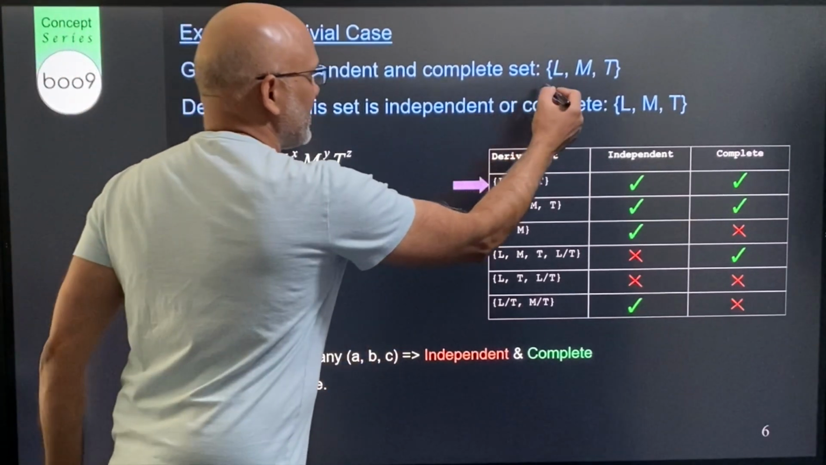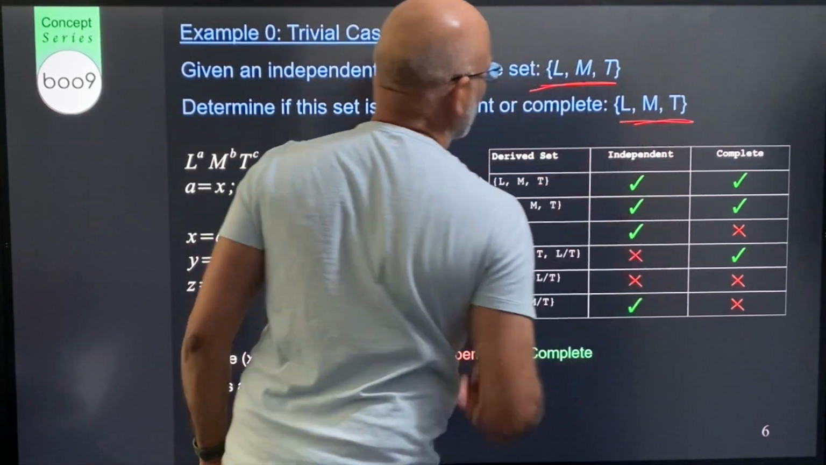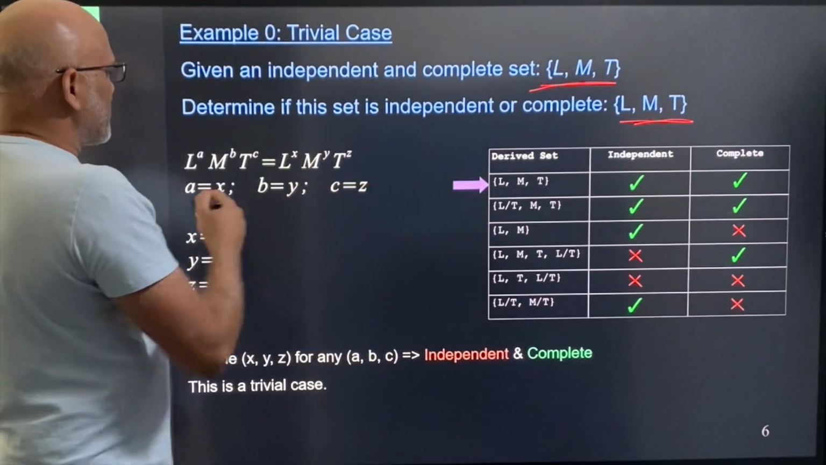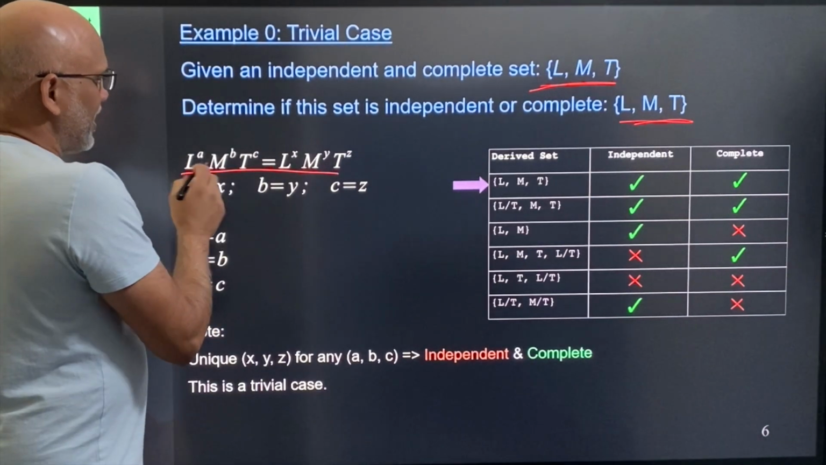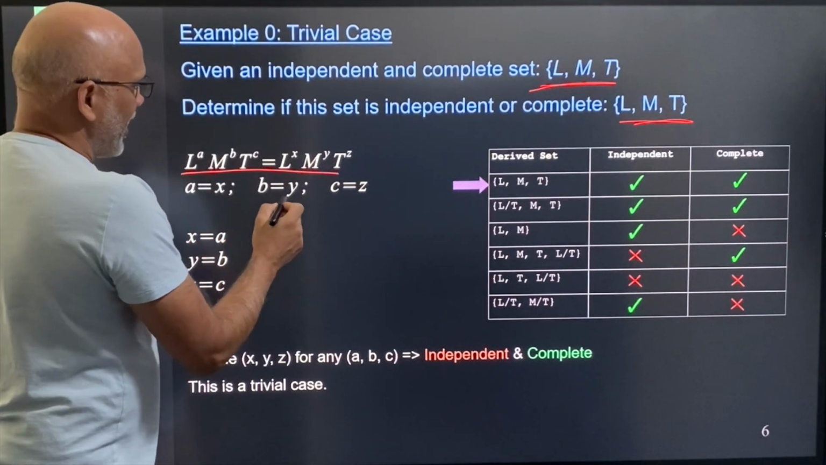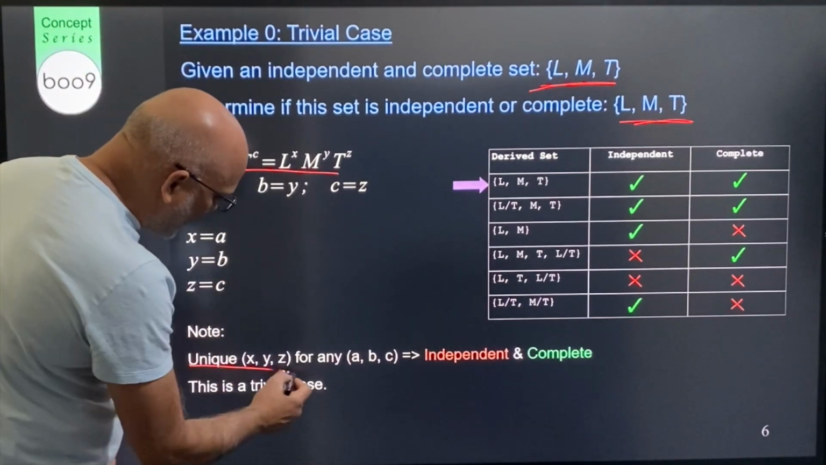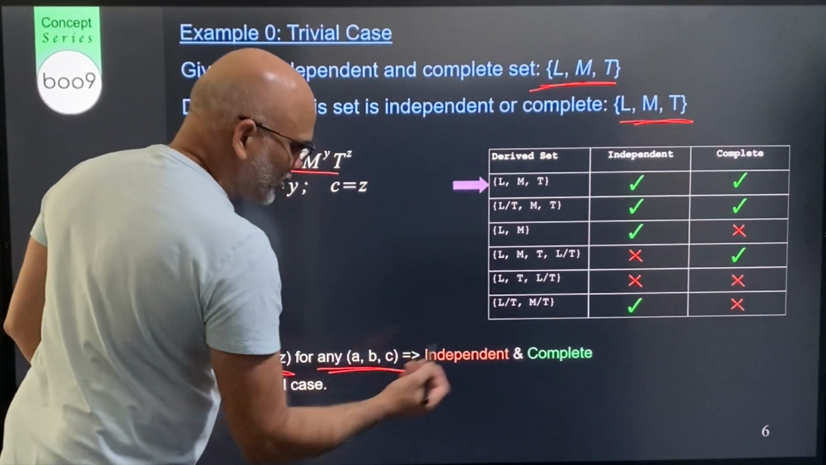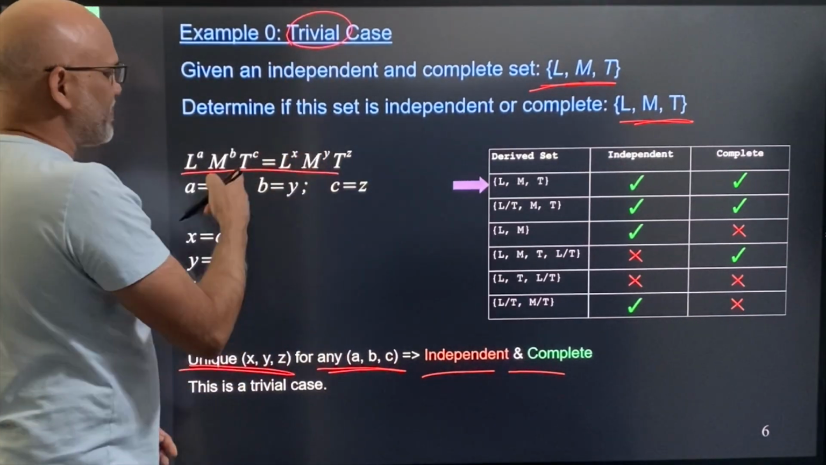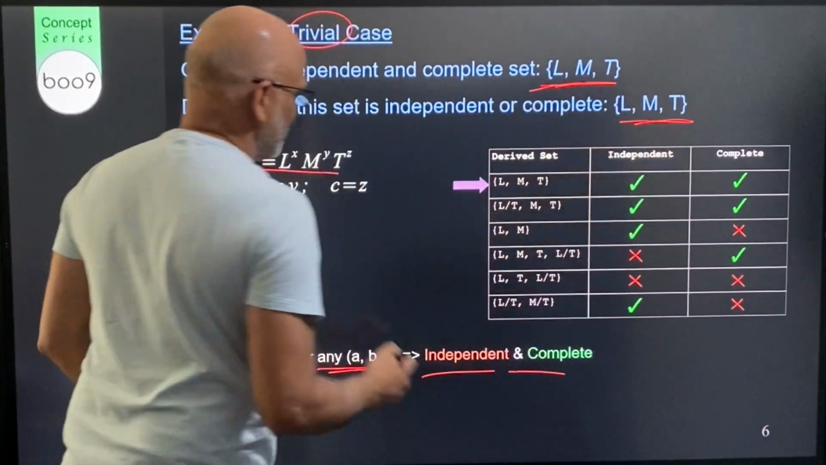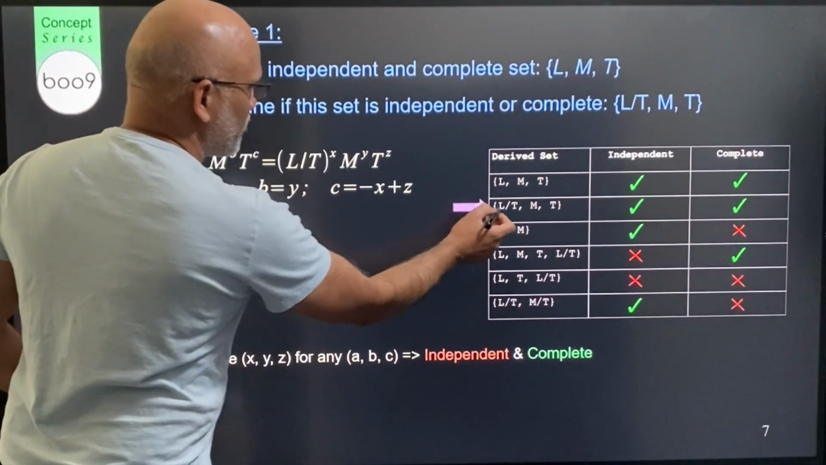This is a trivial case, and the given set is length, mass, and time, and the derived set is also length, mass, and time. Then of course if I equate this, remember this from one of the previous slides, now it just gives me x is equal to a, y is equal to b, and z is equal to c. That means there is a unique x, y, z for any a, b, c, right? So then this set is independent and complete. Of course this is a trivial case because these are the same, but this is just for warm up. Okay, let's go to the next example now.